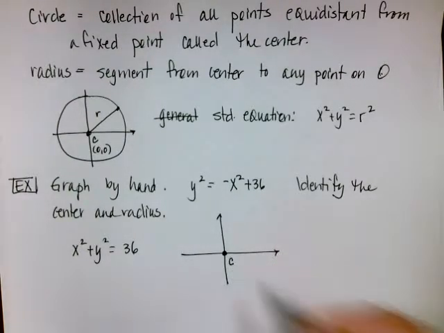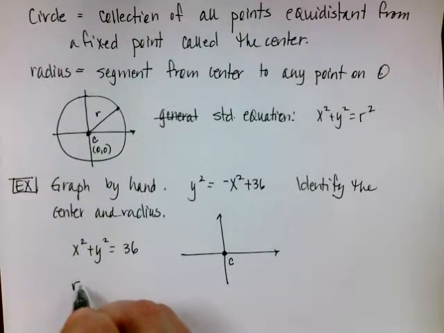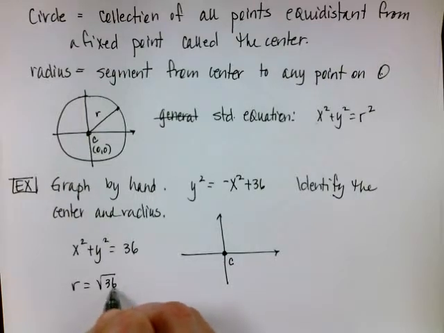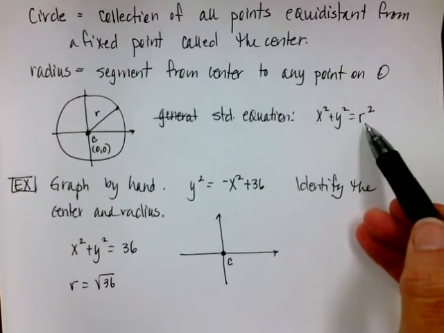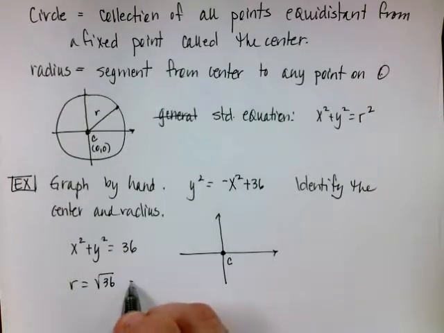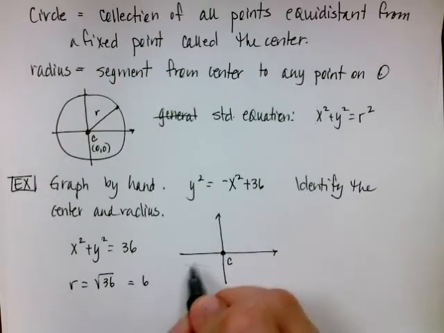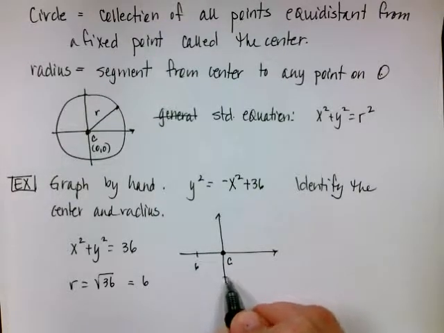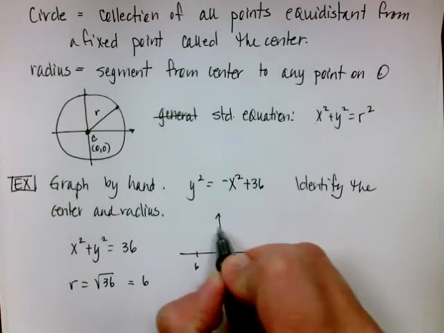So I'm going to put a dot and I'm going to put a C. My radius is going to be the square root of 36 because remember the standard formula has r squared, and the square root of 36 is 6. I'm not going to do plus or minus because distances aren't negative. And so then I'm going to say that's 6, 6. This distance is 6 and 6.